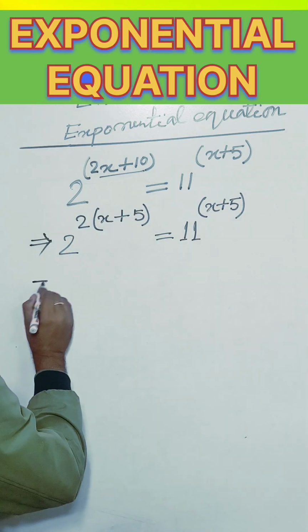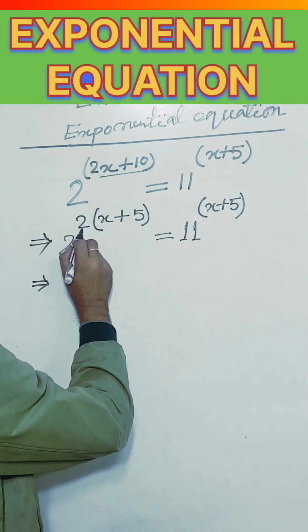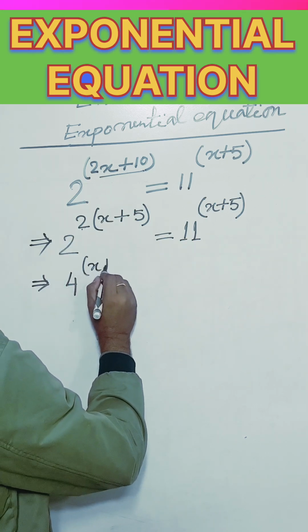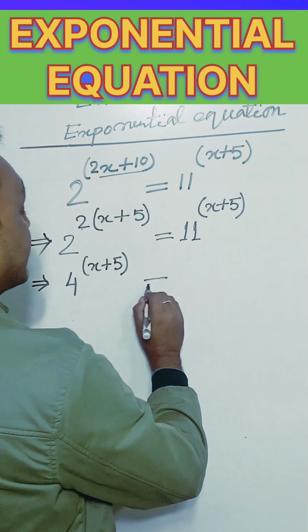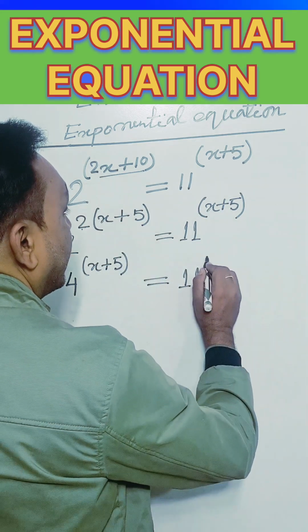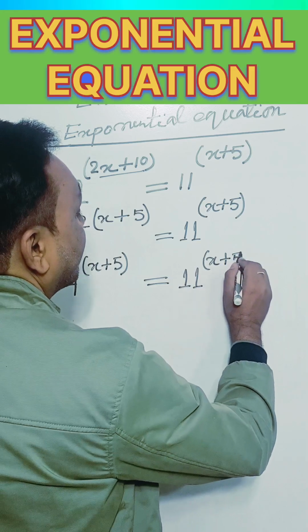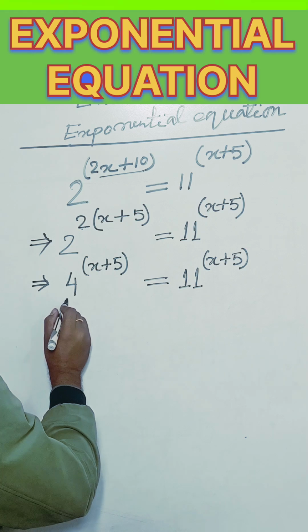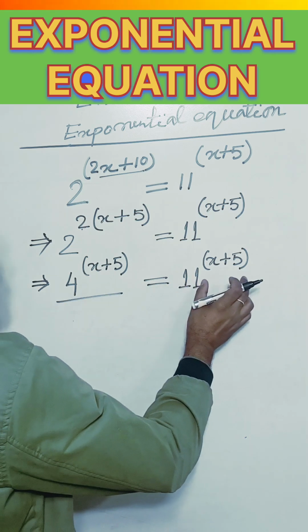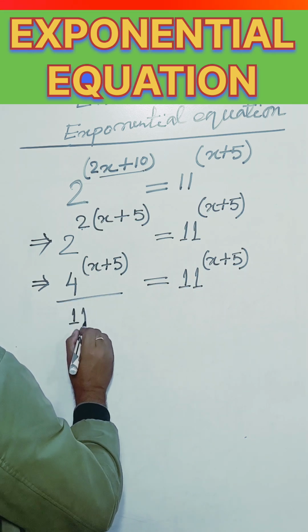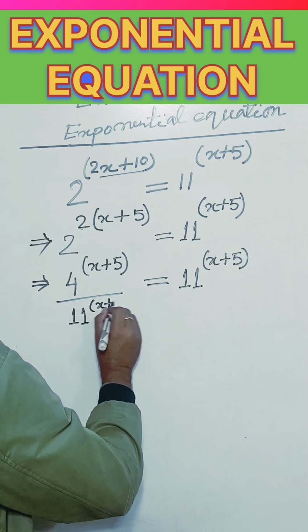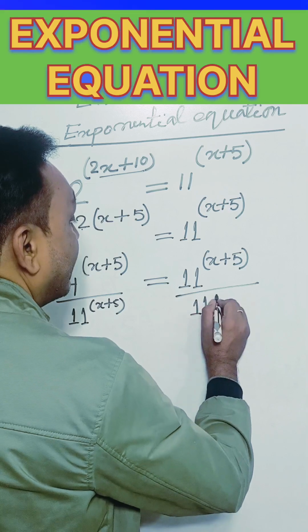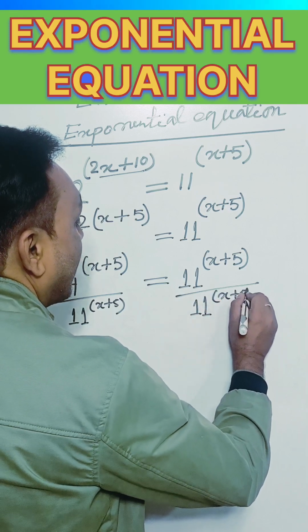Then, as we know that 2 to the power 2 means 4, 4 to the power x plus 5 here. This side I'll write the same thing as usual, x plus 5. Then here I will do one thing: I will divide it by this term only, 11 raised to the power x plus 5. Here also, with the same term, divided by 11 raised to the power x plus 5.